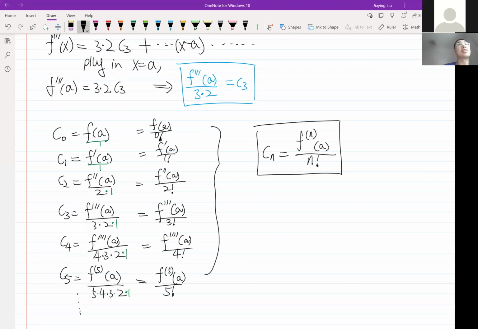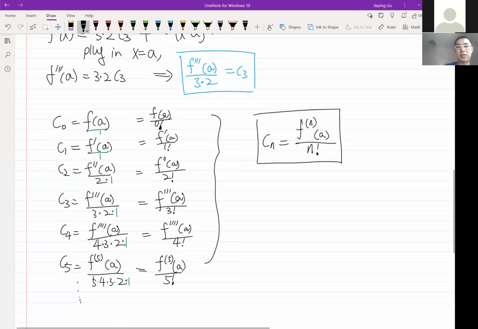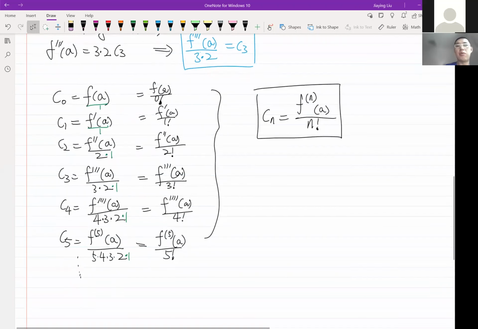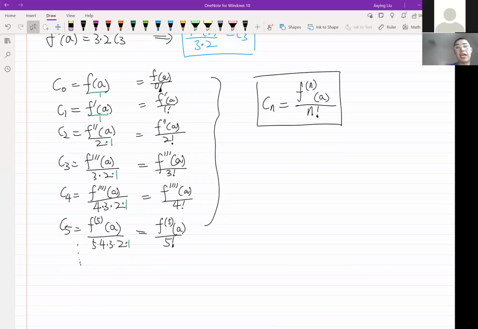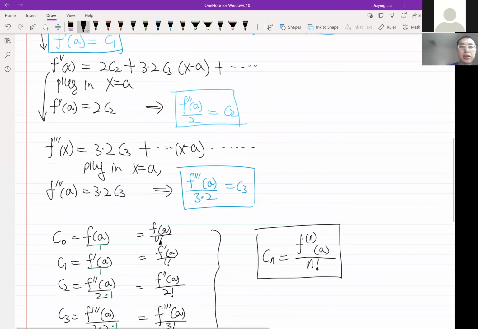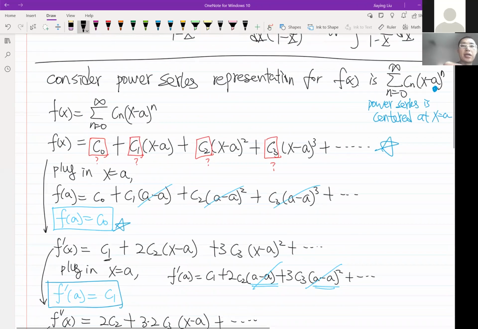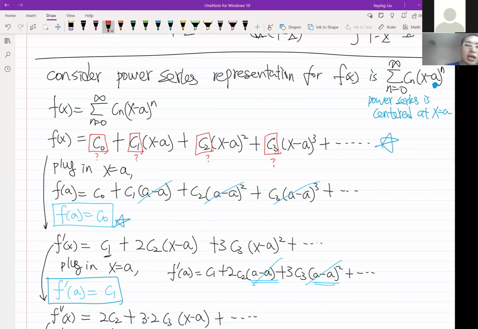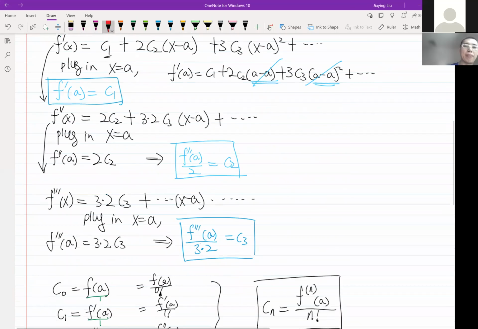So that's what gives Cn. Now, what's the benefit of this? Well, if we have a formula for Cn, remember that earlier we had f of x equals the sigma expression, the power series expression, and we can just substitute for Cn in that expression there.